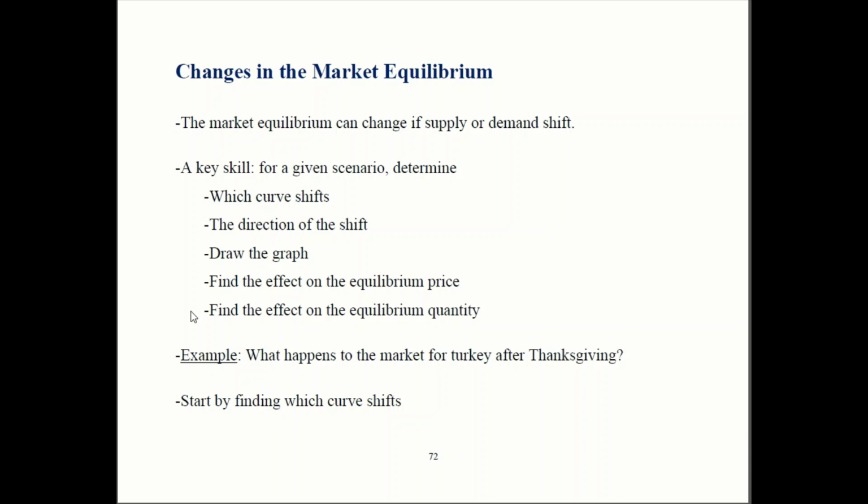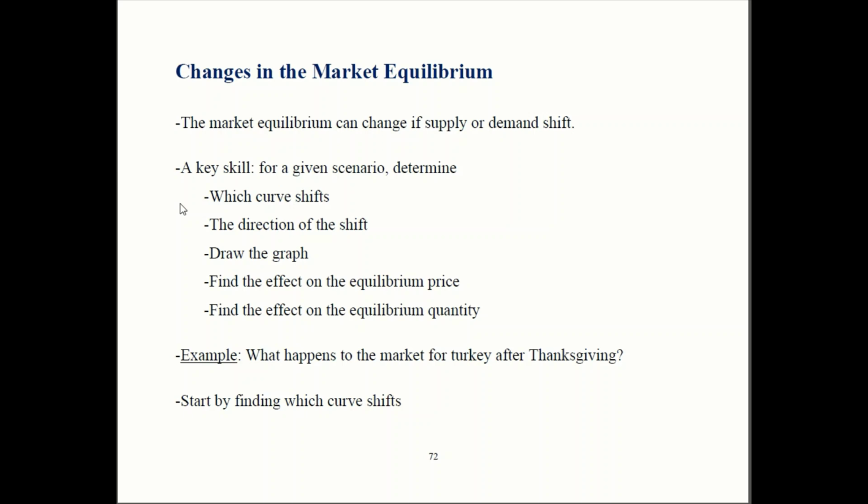So we'll start here with an example. I'll just work through this one for you, and once you've seen how that works, you can tackle some examples on your own. Thanksgiving, we traditionally celebrate by eating turkey. After Thanksgiving though, that's going to be very different. What's going to happen to the market for turkey after Thanksgiving? In our process here, we have to first figure out which curve is going to shift. Is that supply or is that demand?